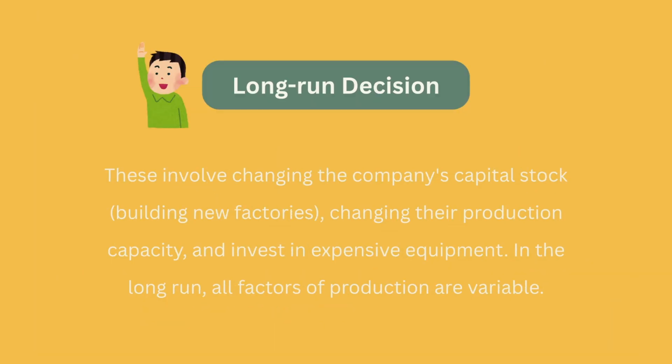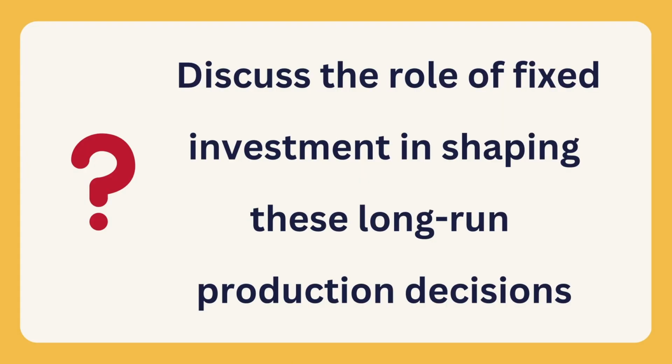So the question: the factory expansion decision is a purely long-run decision. This involves changing the company's capital stock, like building new factories, changing their production capacity, and investing in expensive equipment. In the long run, all factors of production are variable. Discuss the role of fixed investment in shaping these long-run production decisions.